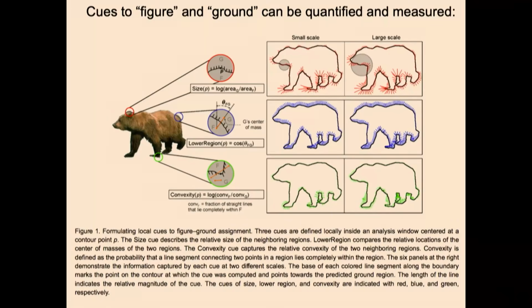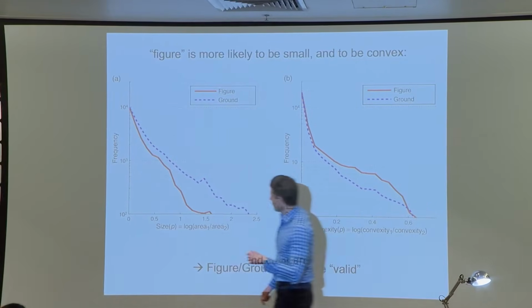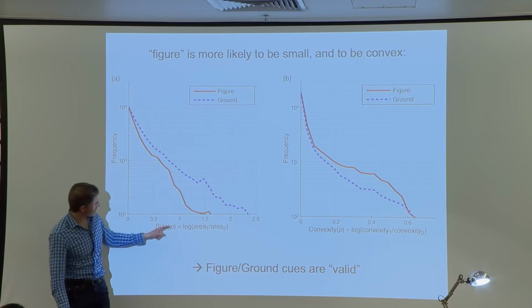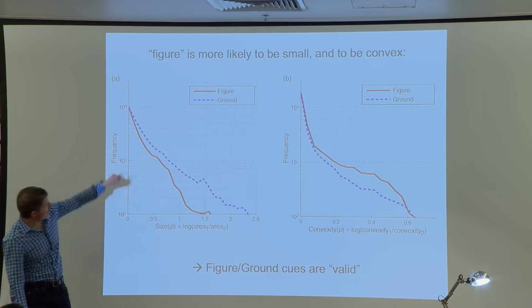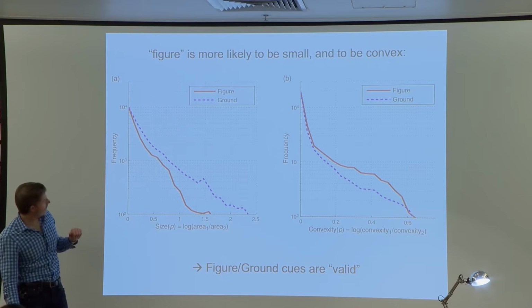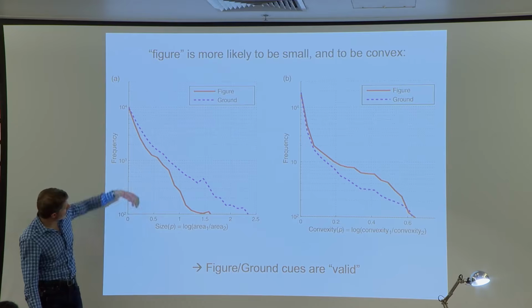And so the question is whether those cues are predictive of whether something actually is figure or actually is ground. And so this is the result of the analysis. These are histograms that are plotting the frequency of occurrence of these different measures. This is the size measure and the convexity measure for the figure side of the figure and the ground side of the figure. Okay?